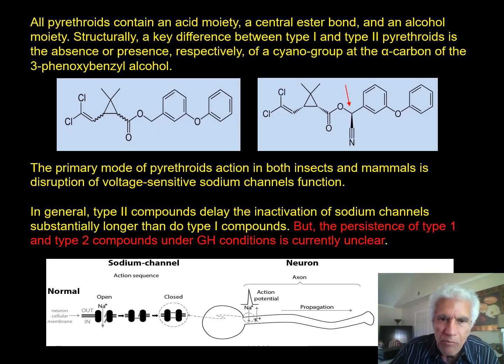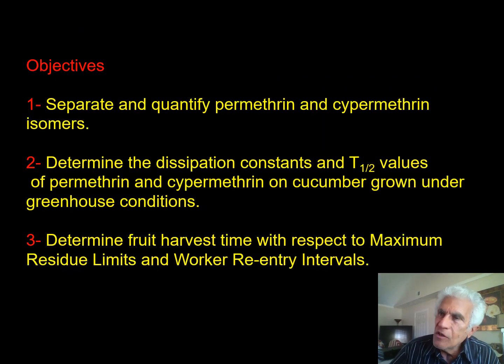As you can see, cypermethrin has the alpha cyano group on the alpha carbon, and the primary mode of action of these pyrethroids, in insects and mammals, is on the sodium channel. Type 1 and type 2 pesticides are in the formulation of pyrethrins. Type 1 is the alpha cis and type 2 is mainly the trans.